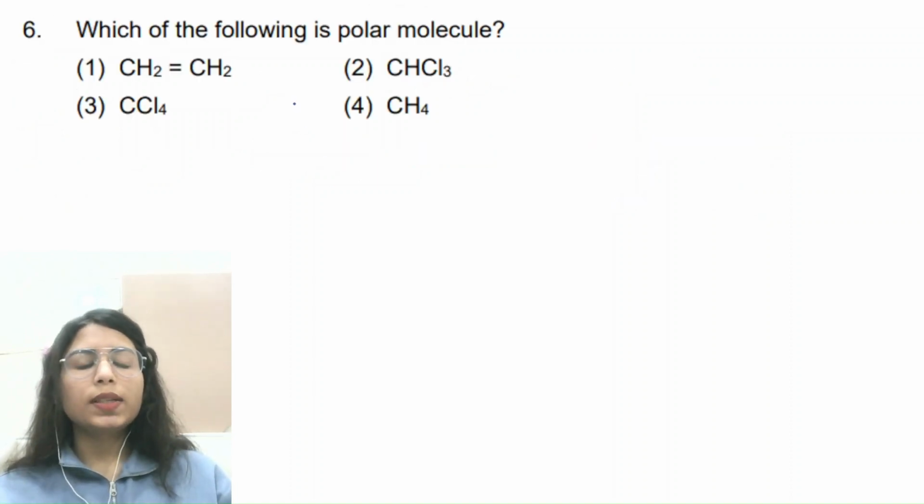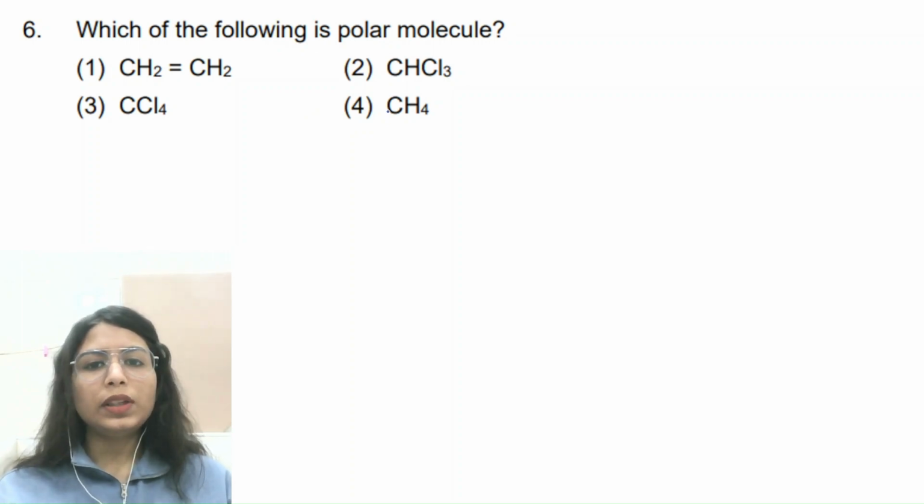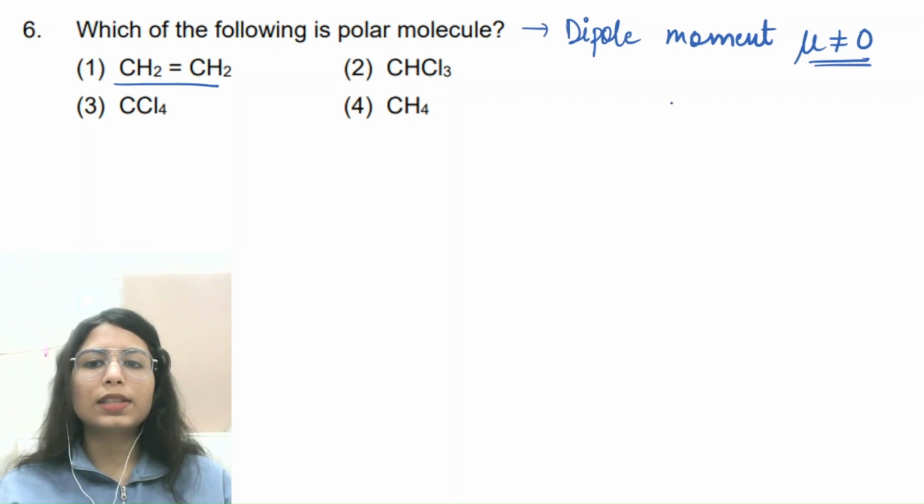The sixth question says, which of the following is a polar molecule? Four options are given, and even if you don't know or are confused between these options, you can directly eliminate them. If I talk about the first option, for polarity you have to check the dipole moment, right? The one having a non-zero dipole moment, that is, mu is not equal to 0, would be classified as a polar molecule. So CH2 is basically symmetrical in nature and hydrocarbons are non-polar only. So this option gets directly eliminated. This is a non-polar molecule.